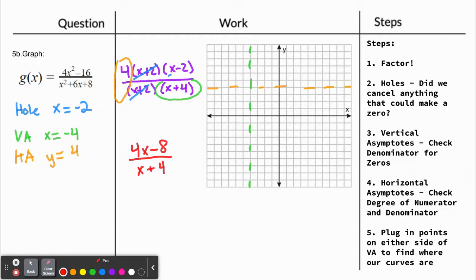There's a couple of ways that we can do this. One way is by plugging in points on either side of the vertical asymptote to see where our graph is at, right? Because in this case here, we could either get something similar to our parent function, where our curves are at the bottom left and the top right, or we could get a negative of our parent function, have stuff at the top left and the bottom right.